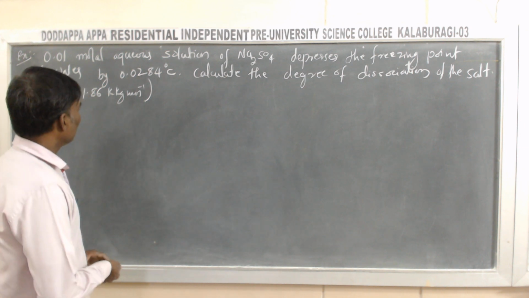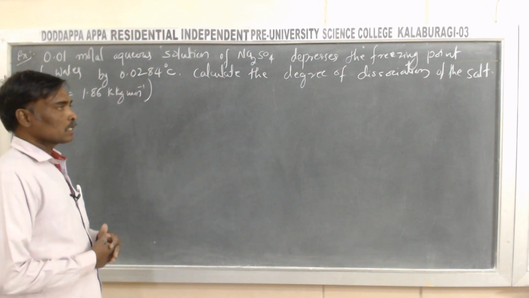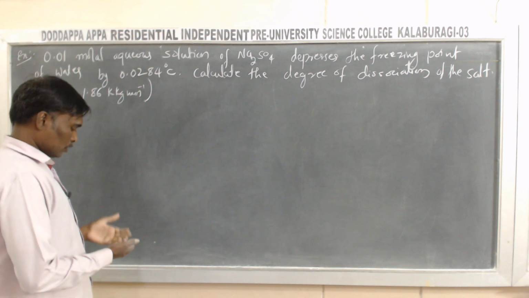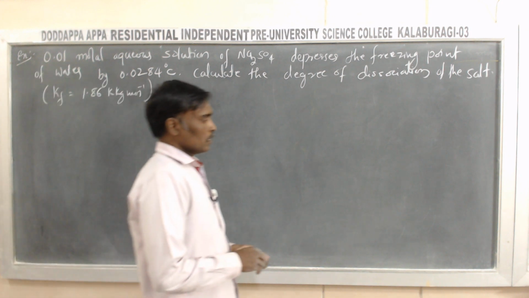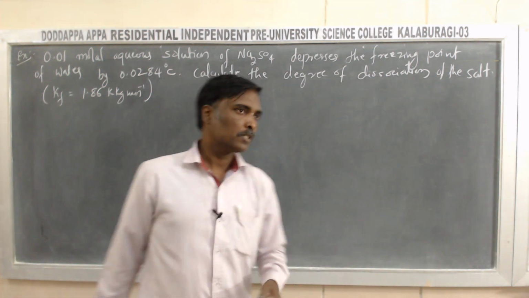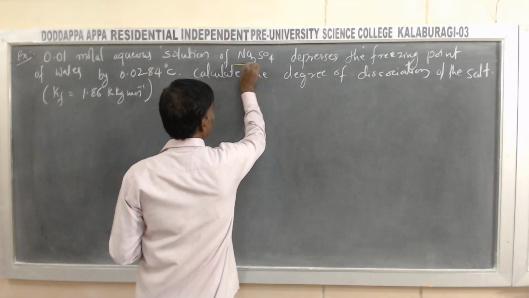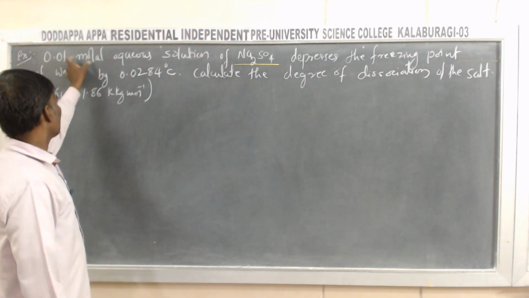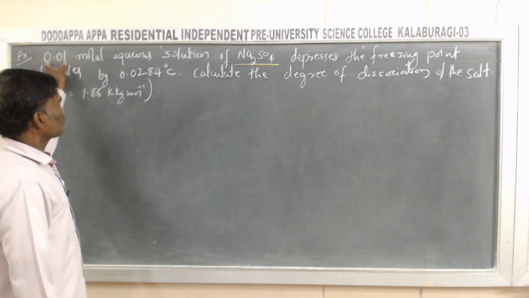Now first try to understand this problem. The concentration of the solution is 0.01. The solution is of sodium sulfate, and its concentration is already given, it is 0.01.